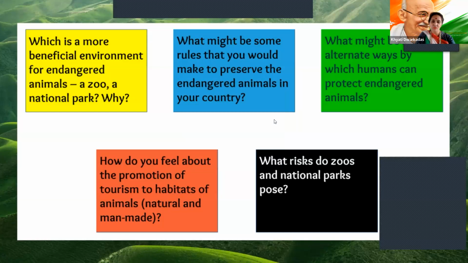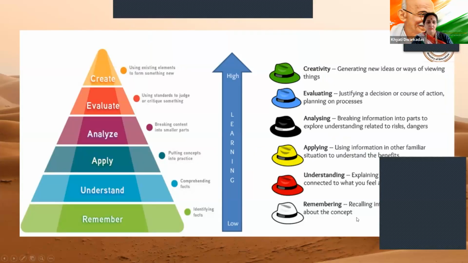How do you feel about the promotion of tourism, and what risk do zoos and national parks pose? So I believe now you are getting the hang of framing those two thought-provoking competency-based questions. Can we have reserved forests only for the bears? Why not? So the Bloom's taxonomy on one side, from the lower order to the middle order to the higher order learning, and the 6 thinking hats of Edward de Bono on the other side. Okay, Arpan Thakur has a nice one. How can we generate self-awareness?